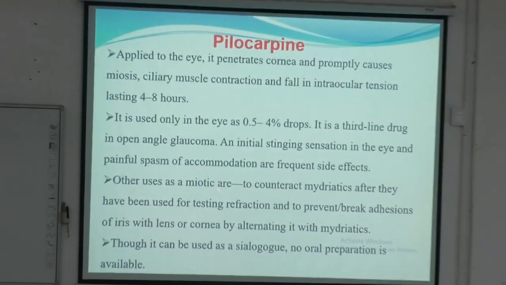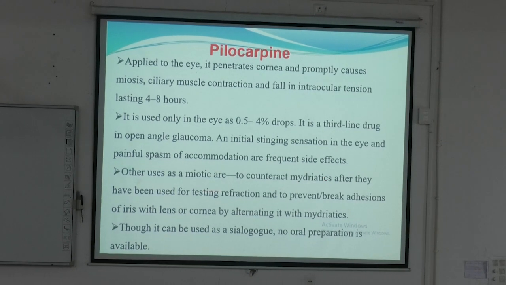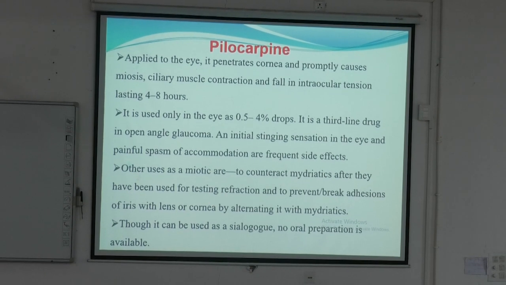Other uses as a miotic are to counteract mydriatics after they have been used for testing refraction. Refraction testing a mydriatic deya hoy. Normally onno type er anticholinergic drug use kora hoy. Kintu kichu kichu khetre jodi dorkar pore pilocarpine use kora jete pare.